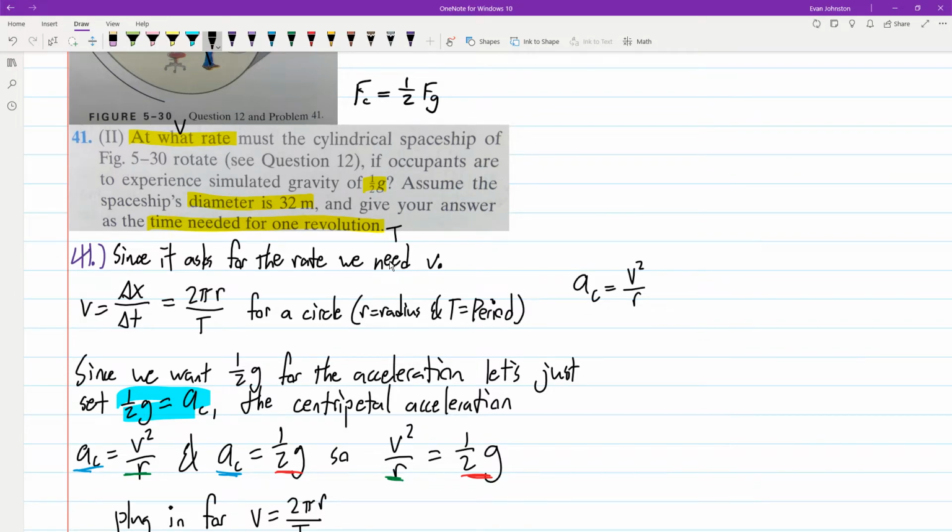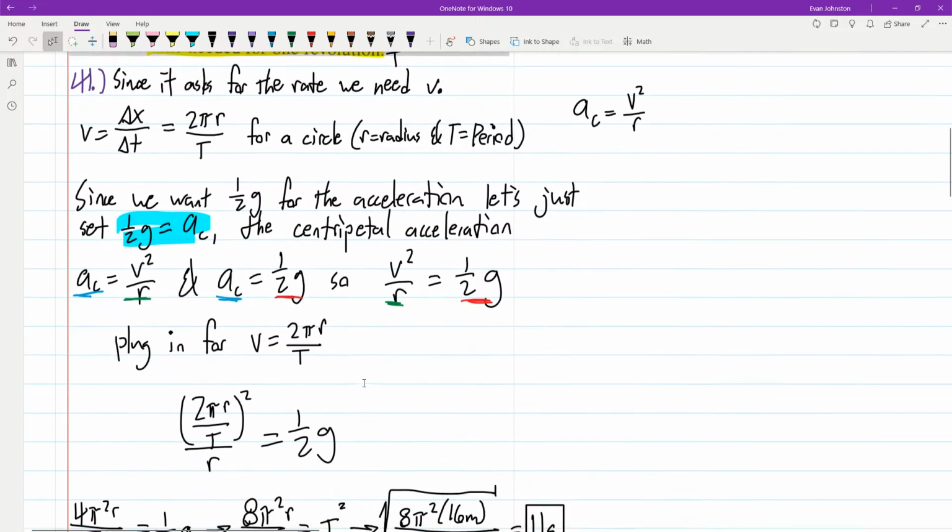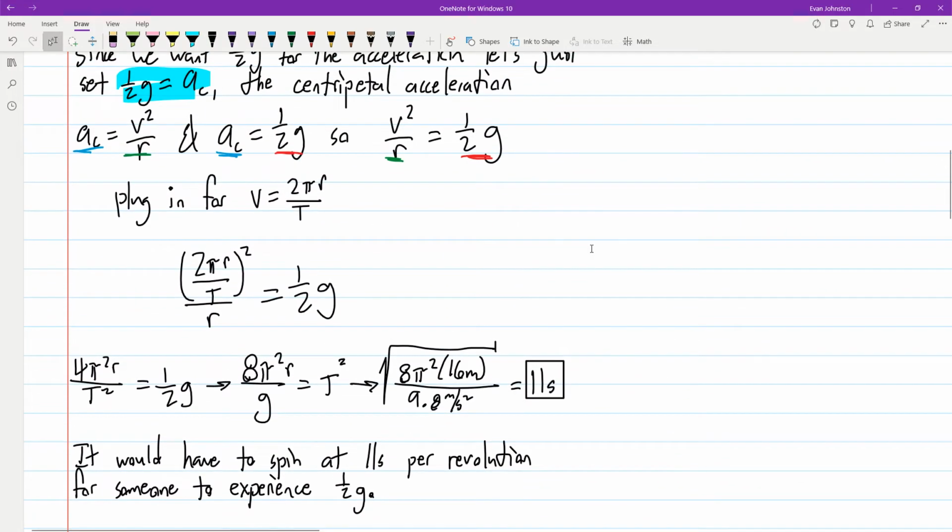And we want to know how quickly they have to rotate in terms of the time for it to do 1 revolution. If it did a revolution faster, they'd be experiencing more than 1/2 g. If they did a revolution slower, they'd be experiencing less than 1/2 g. And so in this case, we're really just trying to get this big T alone now, and we have to slog through a little bit of algebra here.